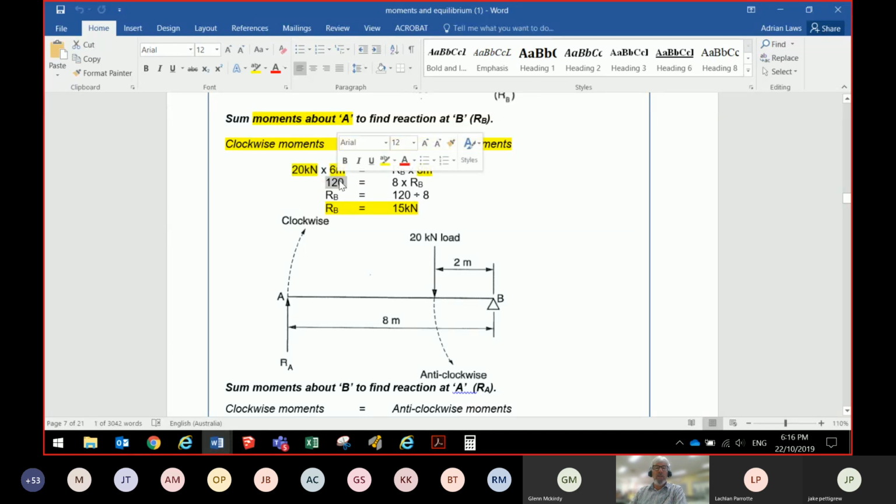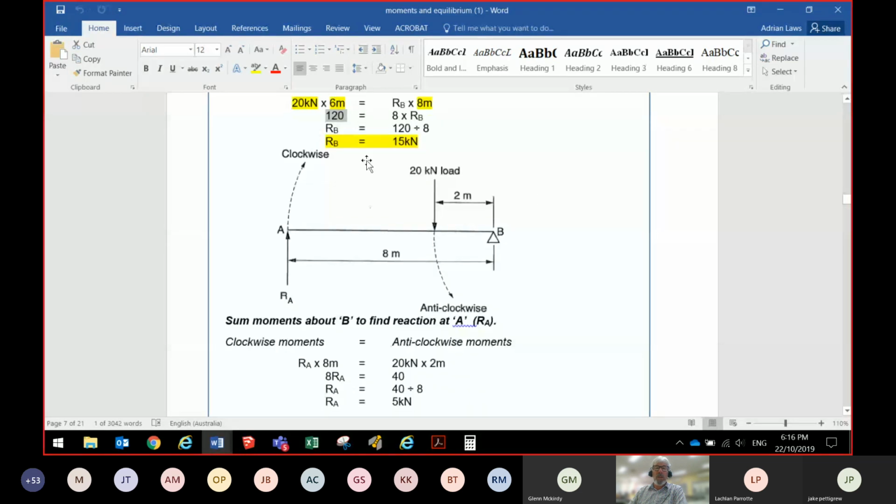We've reduced that one back and solved it. And then we've got R8, an unknown resistance R, 8 meters apart. We just have to get the 8 over to the side and get the R all by itself, and if we do that, 120 divided by 8 gives us 15. So that means that the resistance here needs to be 15.